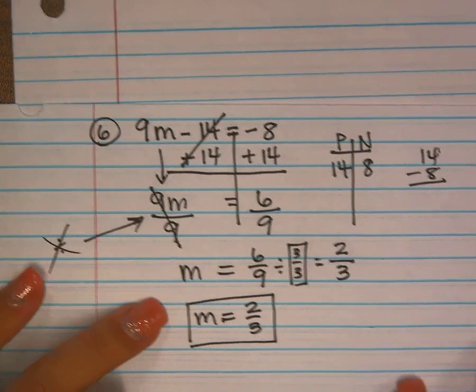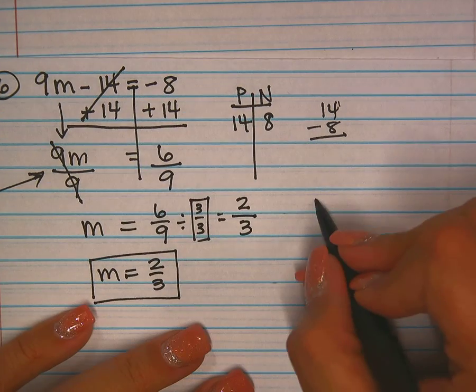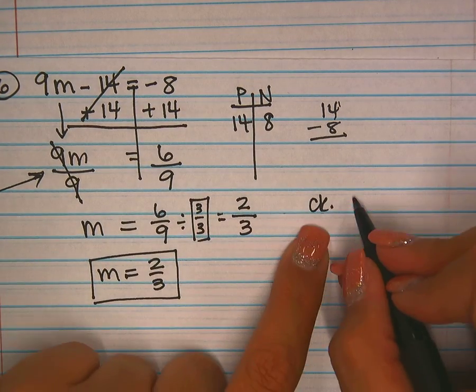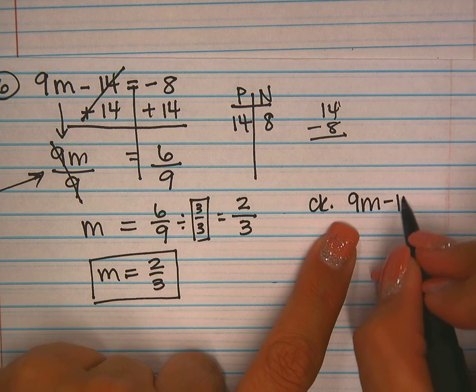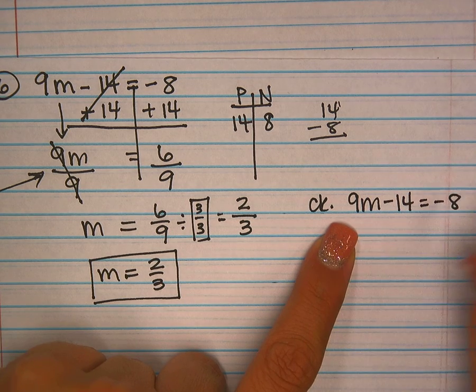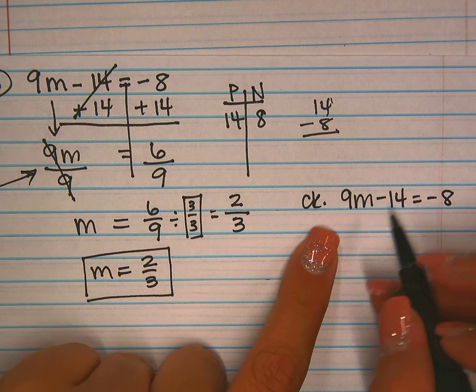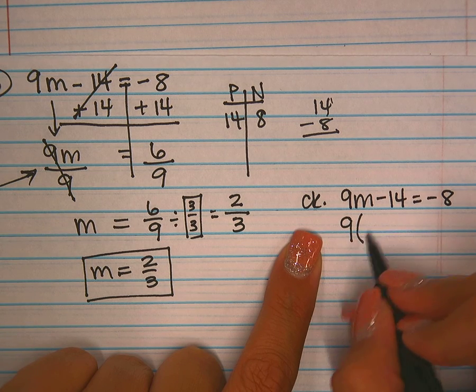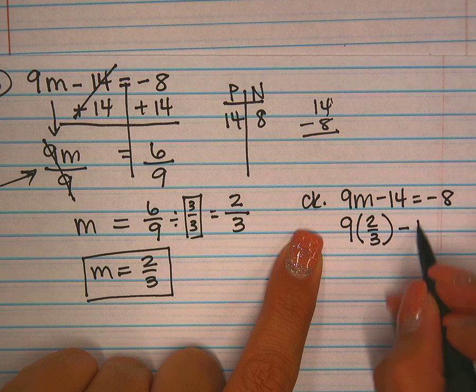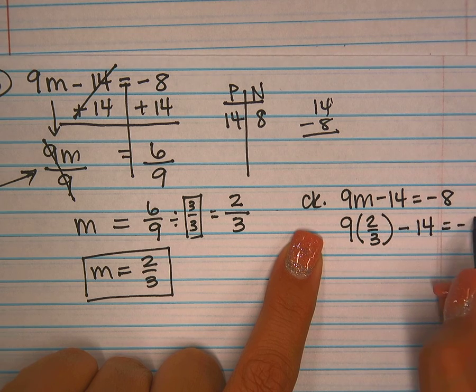Okay. If I wanted to check, my check would look like this. 9m minus 14 equals negative 8. Plug in 2/3 here. 9 times 2/3. And remember, parentheses show multiplication. And then I rewrote everything.